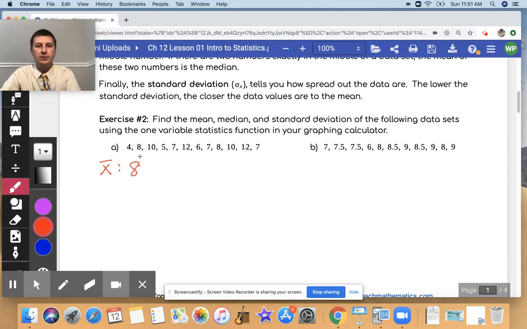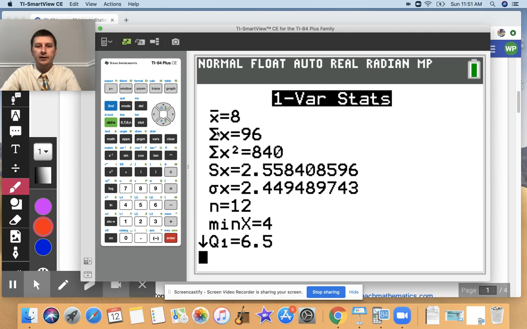Now let's go back to our data over here. Sigma x, this is the sum of all of our data. This is the sum of all of our data squared. These measures are not going to be useful for Algebra 1. This is our standard deviation of x, S of x. And this is our sigma x, which is the one we are concerned about, because this is the sample standard deviation, and this one is the population standard deviation.